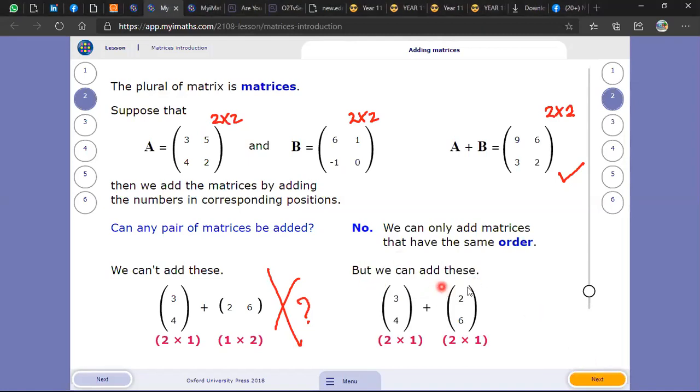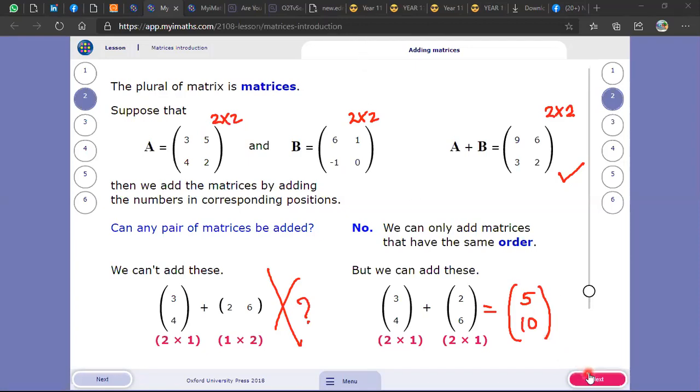But we can actually add these ones together because they are of the same order. So you're going to expect that the addition here, when you add these two matrices together, should also give a 2 by 1 matrix. So elements in the same position, 3 plus 2, should actually give us 5. And elements in the same position as well, which is 4 plus 6, should give us 10. And that should be our result right there.